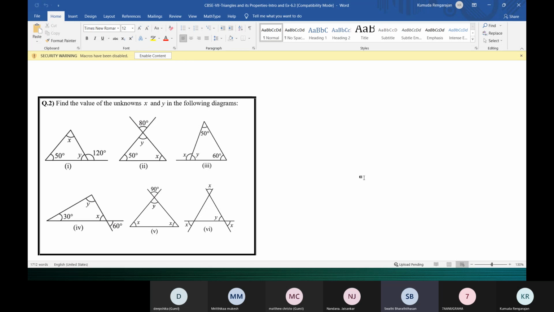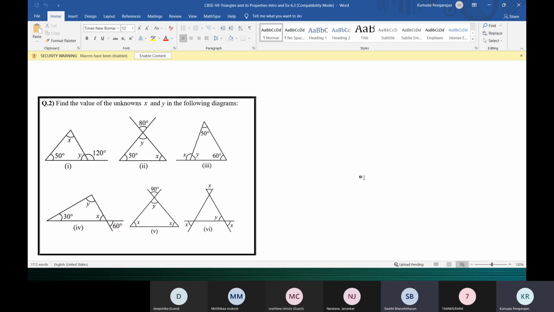Or if we want to do it by the linear pair method, the equation will be 120 plus y is equal to 180, ma'am. This 120 will be transposed to the side where 180 is, so it will be minus 120. So y is equal to 60 degrees.